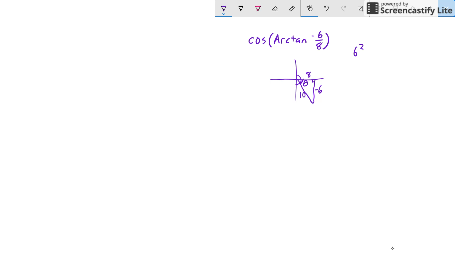You don't have to worry about the negative, but you could solve this. 36 and 64 add to 100. So C would have to be 10. So we got our hypotenuse of 10.